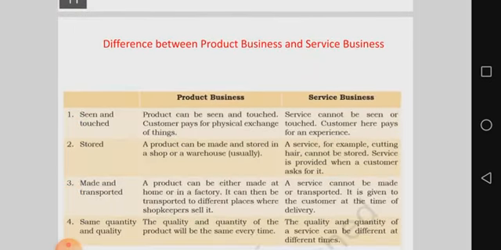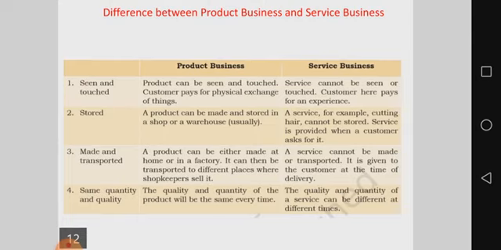Now let's talk about the difference between product business and service business. There are some categories. Seen and touched: a product can be seen and touched. Customers pay for a physical exchange of things. A service cannot be seen or touched. The customer here pays for an experience. Stored: a product can be made and stored in a shop or a warehouse, usually. A service, for example cutting hair, cannot be stored. A service is provided when a customer asks for it.